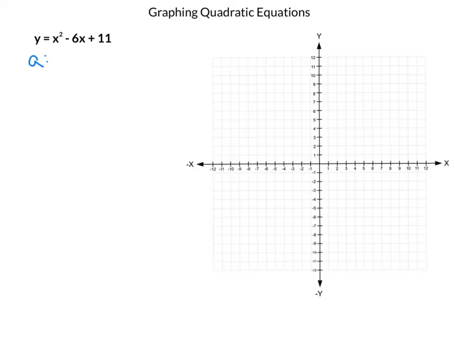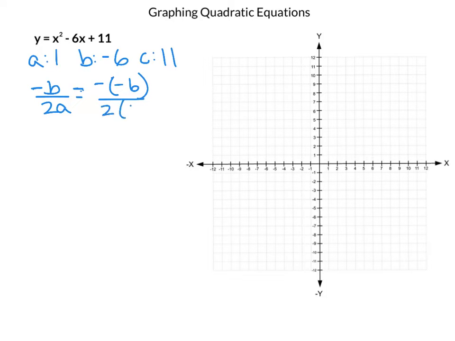Our a is what's in front of our x squared, that's 1. Our b, which is in front of our x, is negative 6, and then our c, which is our constant, is 11. So to find the vertex, I have to start with the x value, which is going to be negative b divided by 2a. So that would be negative 6 divided by 2 times 1, which is going to be 6 divided by 2, which is 3. So the x value of my vertex is going to be 3.